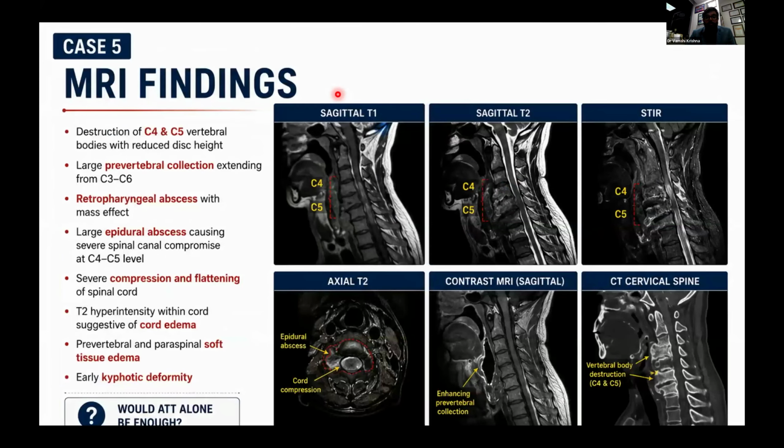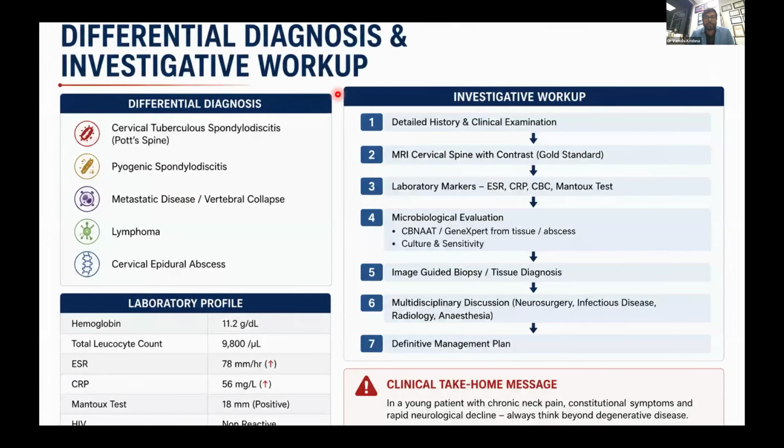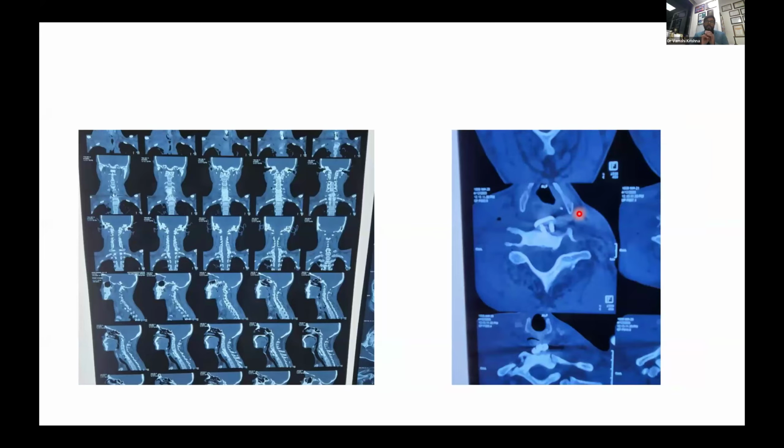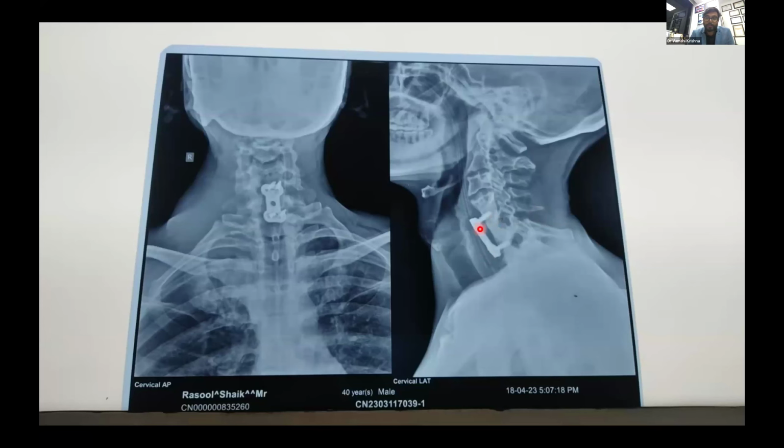On MRI, you could see at C4, C5 vertebral body destruction with prevertebral collection from C3 through C6, and a retropharyngeal abscess was present. When we examined him, swelling was present on the right side of the neck. We went ahead with surgery. Previously he had C5, C6 fixation. When we got a scan and X-ray done, you could see the plate was coming out and compressing the esophagus. It was almost tearing the esophagus parapharyngeally. It was loosened.